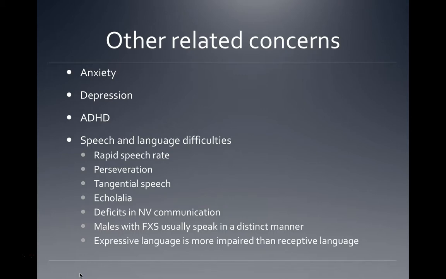We also know that there are speech and language difficulties with this population, specifically rapid speech rates, perseveration on certain topics, so wanting to talk about one thing over and over again. Additionally, having tangential speech, echolalia, so that's that parroting that you'll sometimes also see in autism spectrum disorder. More deficits in nonverbal communication, which can involve the use of facial features or just facial gestures and using your hands to communicate. We know that males with Fragile X usually have a really distinct or specific speech pattern, and we know that expressive language is more impaired than receptive language.